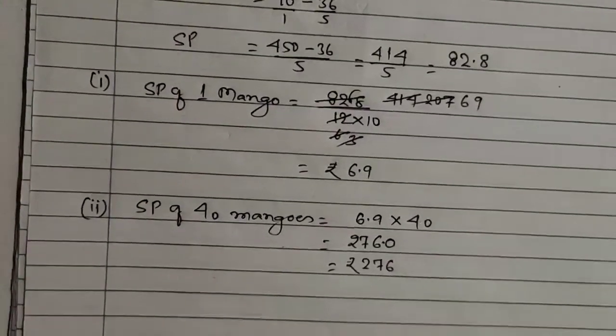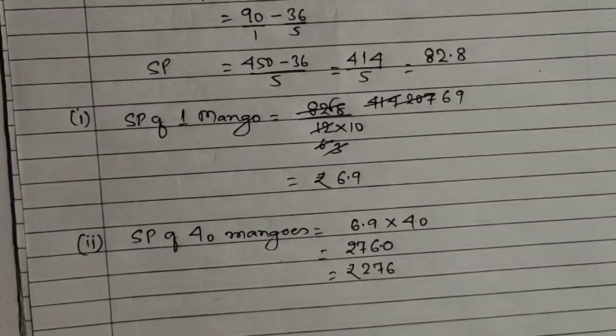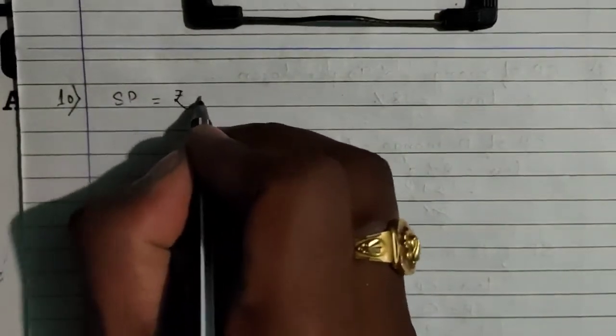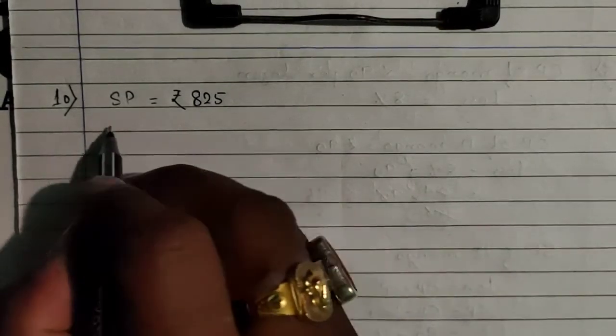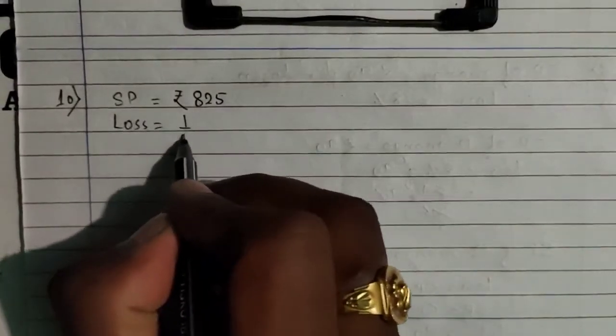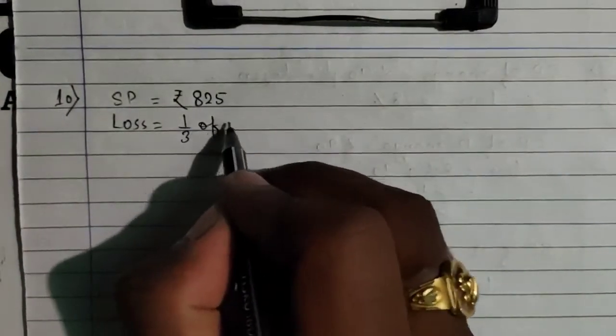Question number 7, you have to solve it on your own, question number 8 also. I am directly coming to question number 10. Question number 10 we will solve next. Question number 10 is saying, by selling an article for rupees 825, it means selling price is given, rupees 825. A man loses, it means loss is being done, an amount equal to 1 by 3% of selling price.